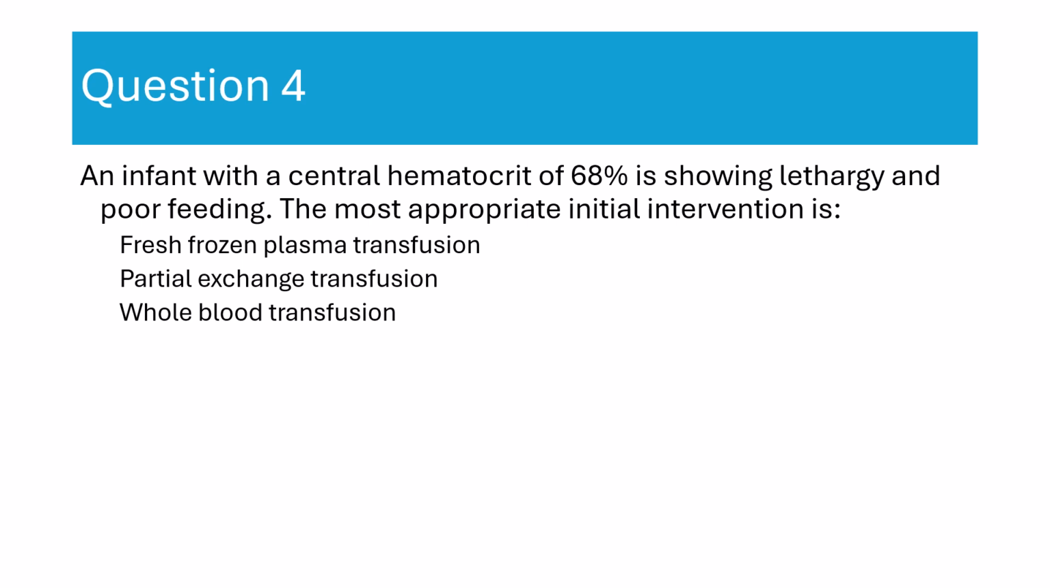This is correct because symptomatic polycythemia, central hematocrit greater than 65% with symptoms, is managed with partial exchange transfusion to reduce blood viscosity, improve microcirculation, and alleviate symptoms. The procedure typically uses normal saline to replace removed blood, reducing the hematocrit to approximately 50 to 55%. Fresh frozen plasma transfusion is incorrect because FFP would not reduce the hematocrit and could actually worsen the hyperviscosity. Whole blood transfusion is incorrect because adding more blood components would worsen polycythemia rather than treat it.